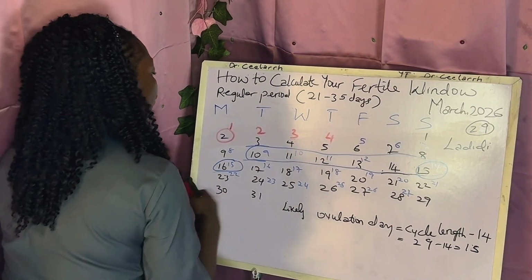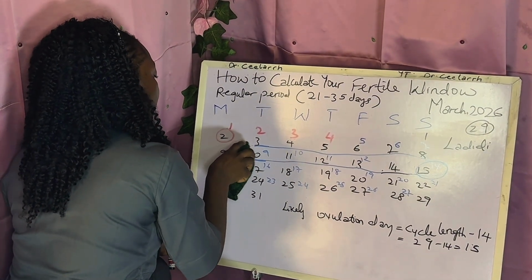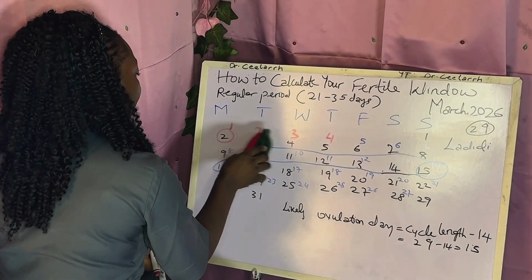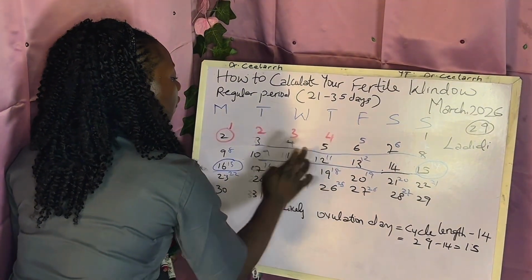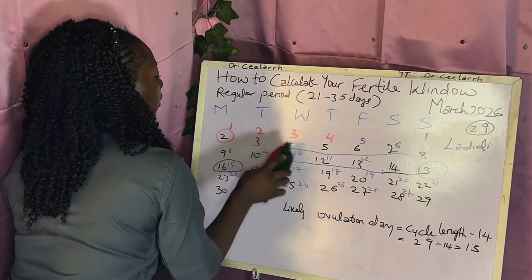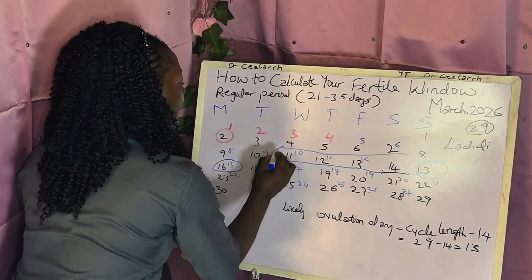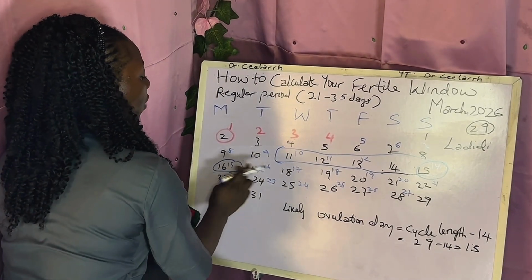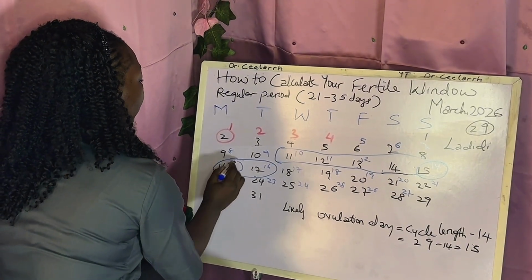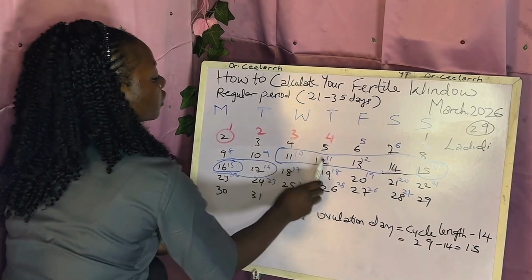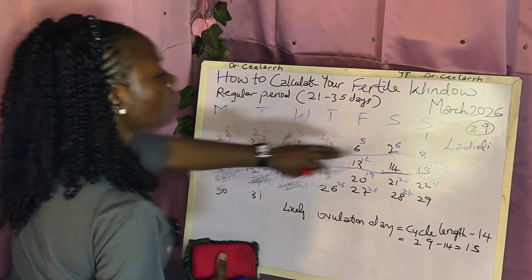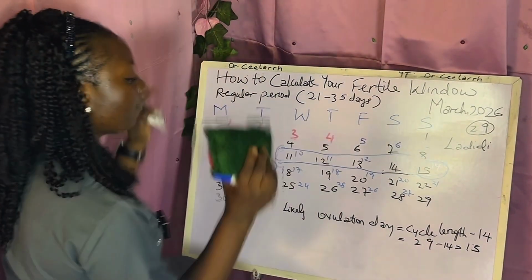Her fertile window will now adjust. We'll now count 5 days backward. Let's see what we have. 1, 2, 3, 4, 5. So her fertile window starts from the 11th of March. That's the 10th day of her cycle. It starts here and ends 1 day after she has ovulated. So her fertile window, everything from here till here, is 1, 2, 3, 4, 5, 6, 7 days. These are the days that form the fertile window for Ladidi because she has a 29-day menstrual cycle.